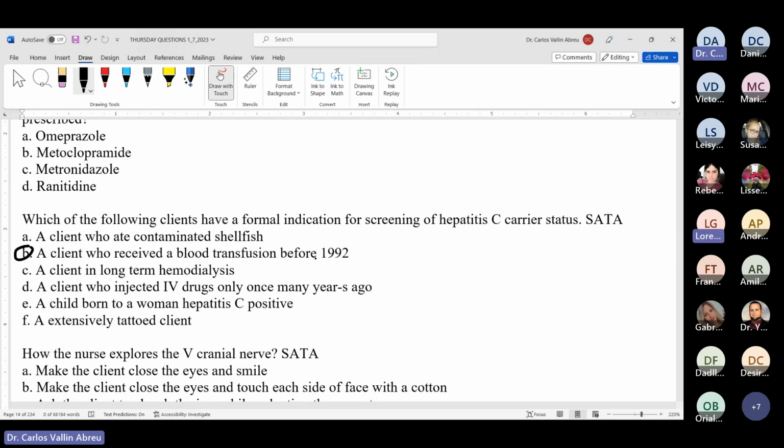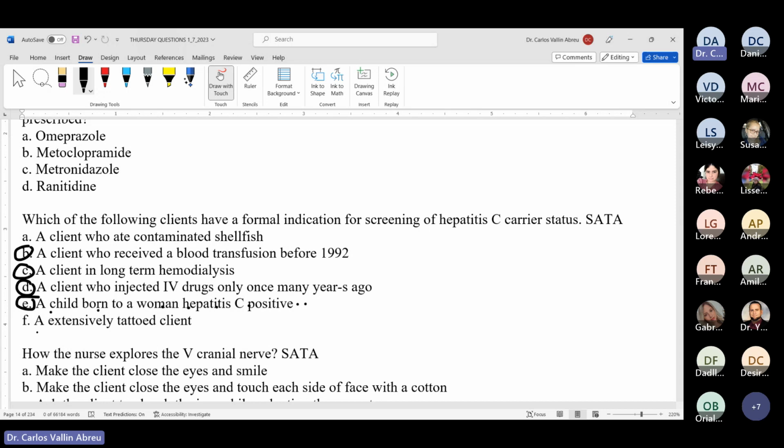I just explained that. Yes. A client in long-term hemodialysis, yes, for the same reasons. Hemodialysis is an environment where there is a lot of blood moving in, blood moving out. There is very high risk for this kind of bloodborne pathogens in a hemodialysis unit. A client who injected IV drugs only once, many years ago, yes, only once can be enough. A child born from a woman hepatitis C positive, yes, it can be passed through the placenta.